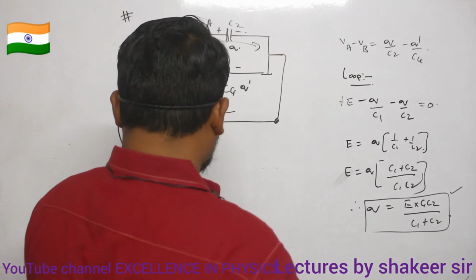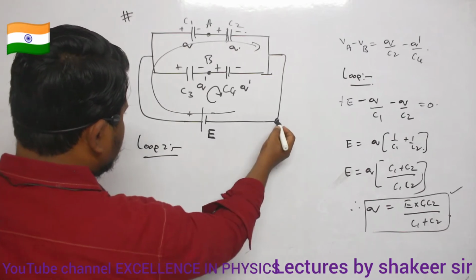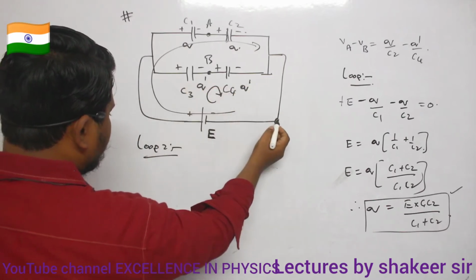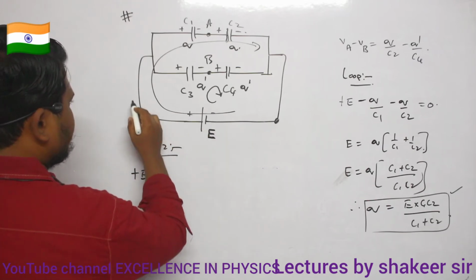Okay. So loop number 2. What is loop number 2? Again I will start from here, travel throughout this loop and again reach this point. So I am traveling like this, so plus E, then I'm entering into this one.